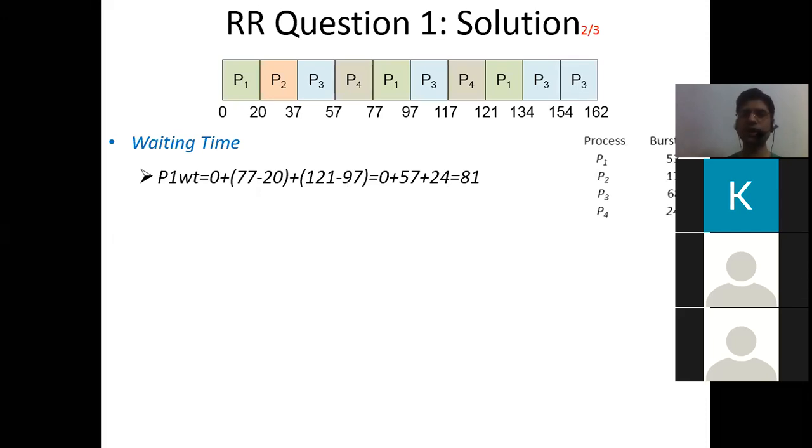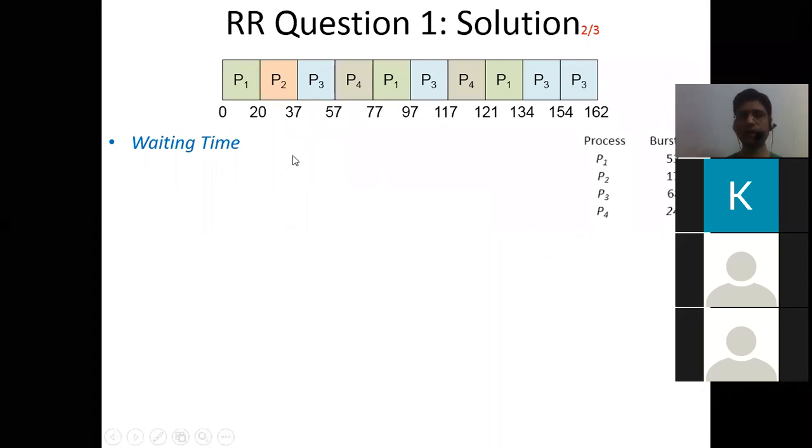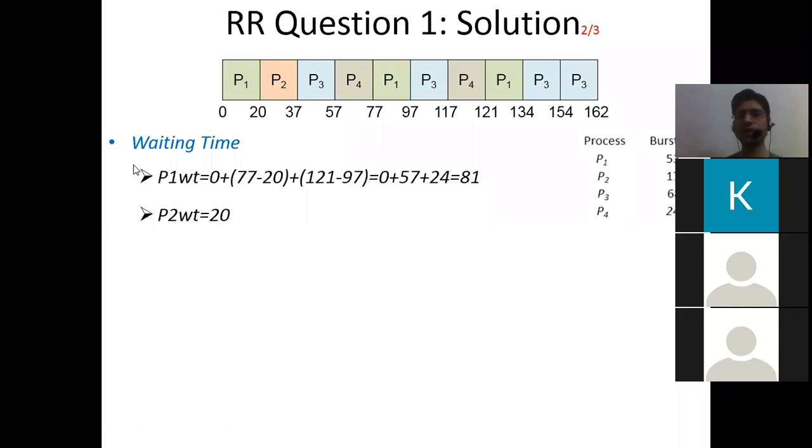Okay, so now tell me what is the waiting time for P2? Very simple, because P2 appears only one time in the Gantt chart. The waiting time for P2 is 20 only, because P2 gets the CPU control at the 20 unit time only.